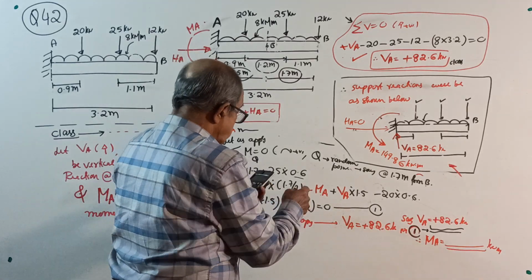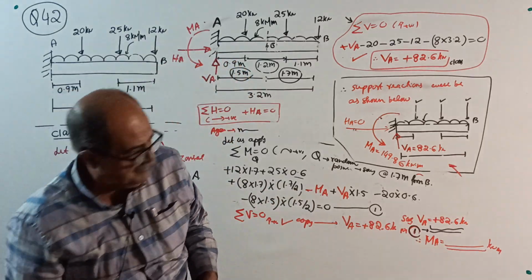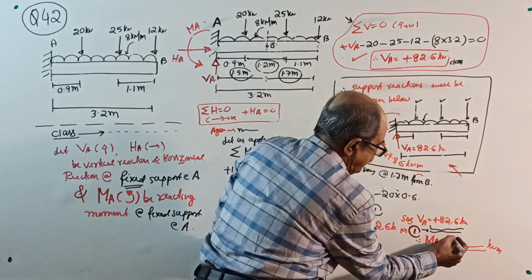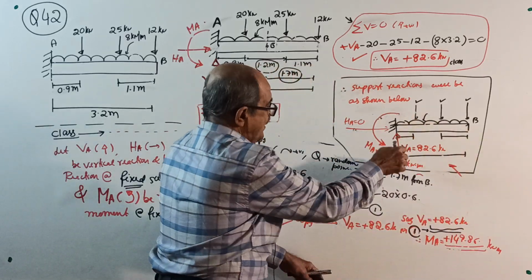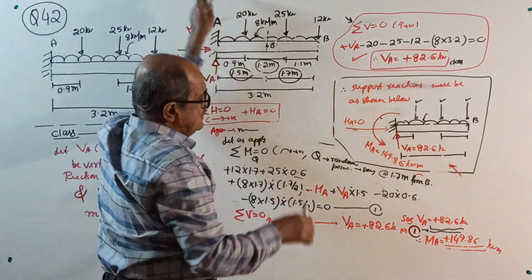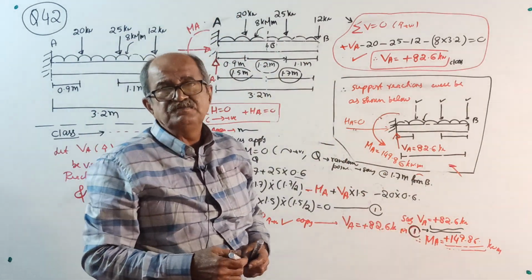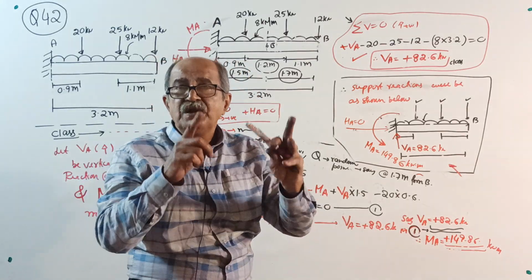Minus MA plus 149.86 equal to 0. Therefore, your MA will come plus 149.86 kilonewton meter. The positive sign indicates that the assumed direction is correct. Everything is correct. Okay, the solution is completely over. Now, one last note.